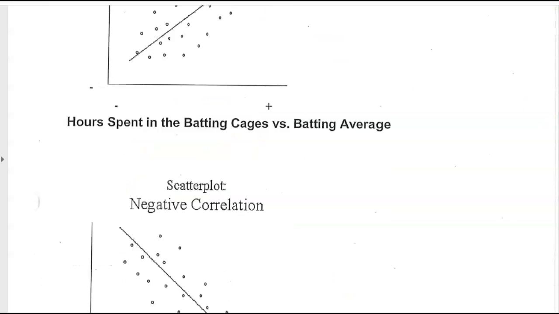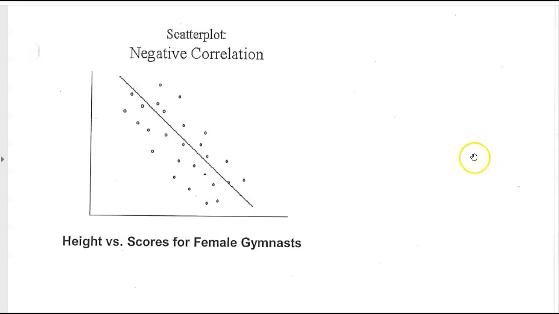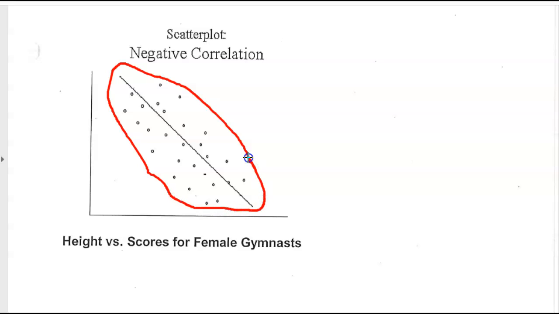What would be a negative correlation? Well, for better or worse, another sports example. So we have female gymnasts, their height, and their overall scores. Do you see a pattern here? It's not going to be a perfect negative 1.0, but there sure is a trend, also known as regression line, and it is a negative facing diagonal line.